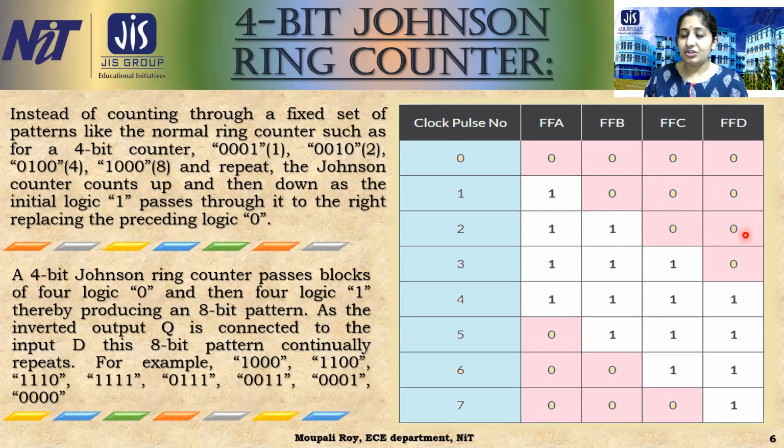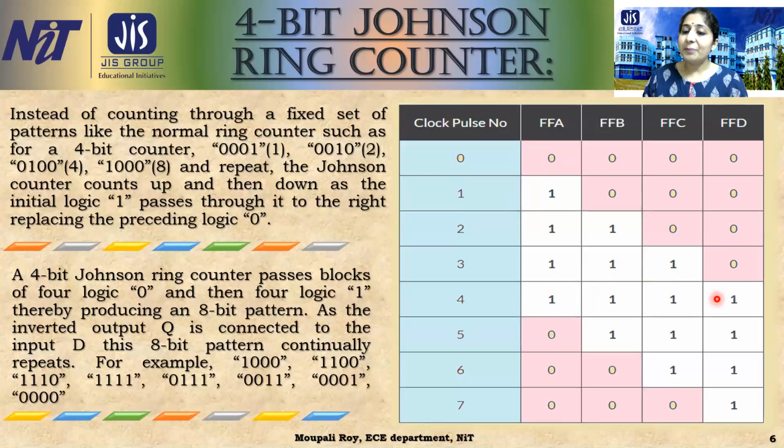Again, this one is 0, so the complemented output of this one comes there. That means 1. Then this one shifts, this 0 shifts. Now the complement of this 0 comes there, that means 1 came there. Then 1 shifted there, 1 shifted there, 1 shifted there.